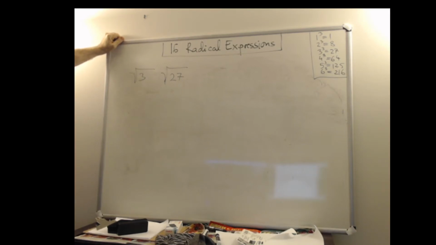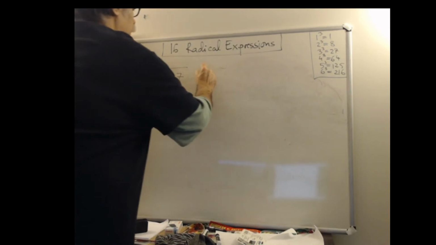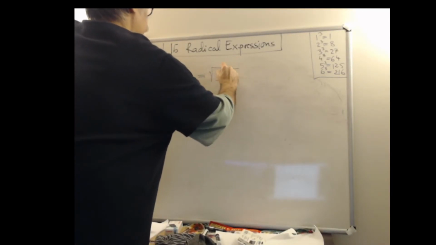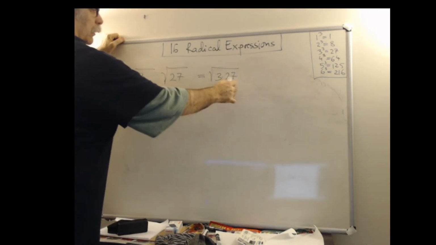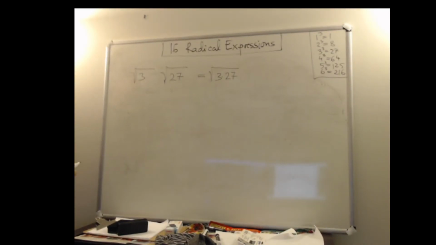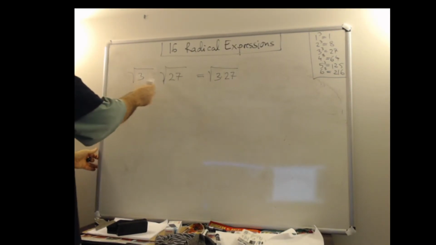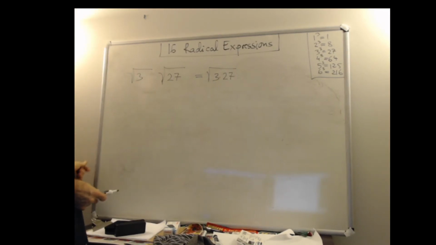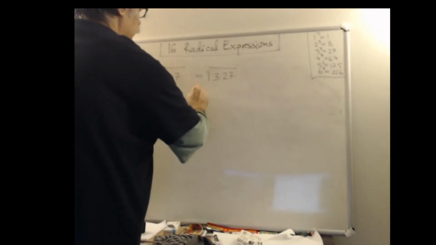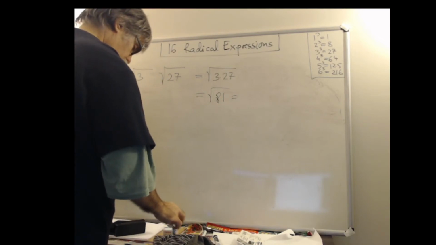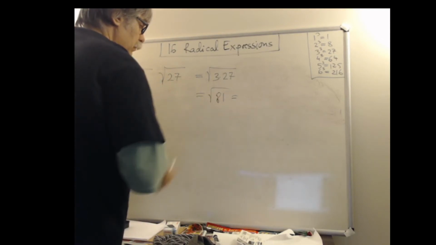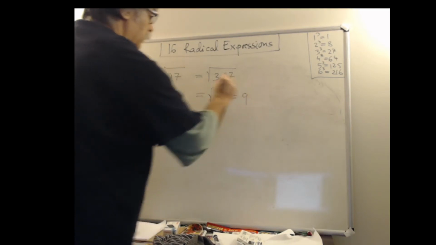So property number 2 says that you can write this as a single radical, 3 times 27. Why? Because these are factors. So a radical of a product of 2 factors is equal to the product of 2 radicals separately on those factors. So this is 81, and I think you know that 9 squared is 81. So you're done.